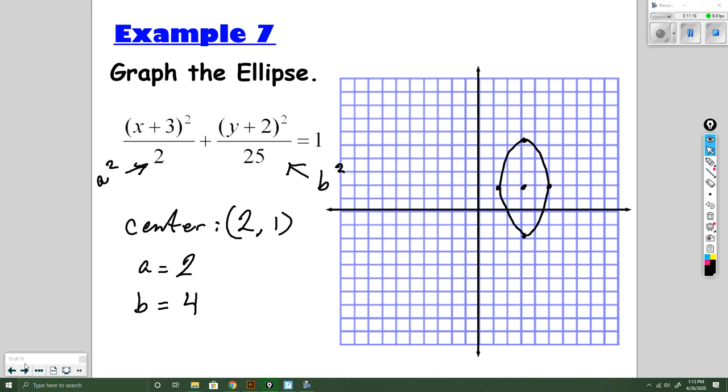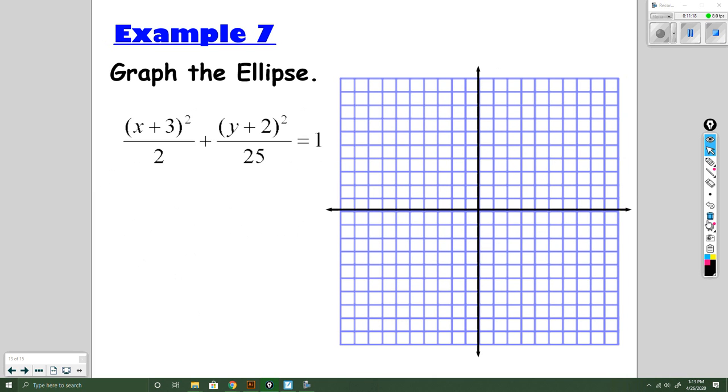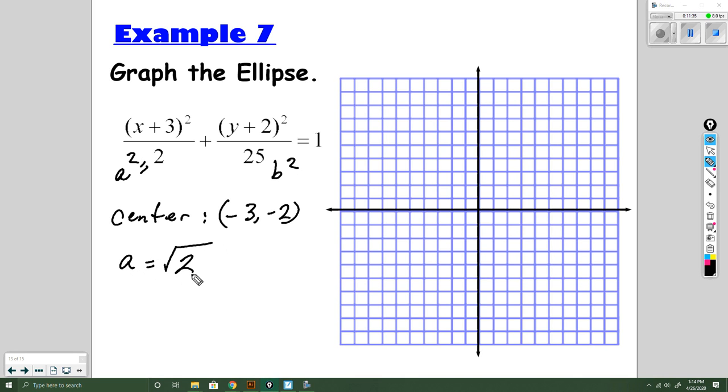Now in the next example, we have a different equation. Once again, it's still the same process. Let's find the center, which would be -3, -2. Now remember, this is a squared and this is b squared. So if a squared equals 2, that means a equals the square root of 2, right? Which is approximately 1.4. And then b squared is 25, so b is 5.